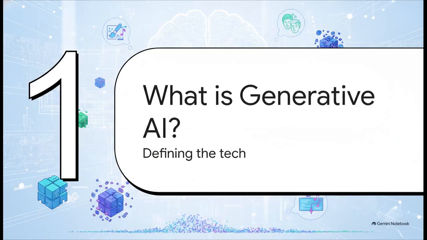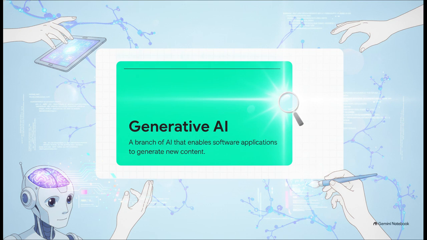Kicking things off with Section 1, what exactly is generative AI? At its core, generative AI is a specific branch of artificial intelligence. Now, I think a lot of people picture some sort of sentient, sci-fi robot brain when they hear AI, but I really want you to think about this definition. It enables software applications to generate new content. That right there is the secret sauce. It isn't magic, guys. It's just advanced software specifically designed to create completely original outputs that literally did not exist a second before you asked for them.